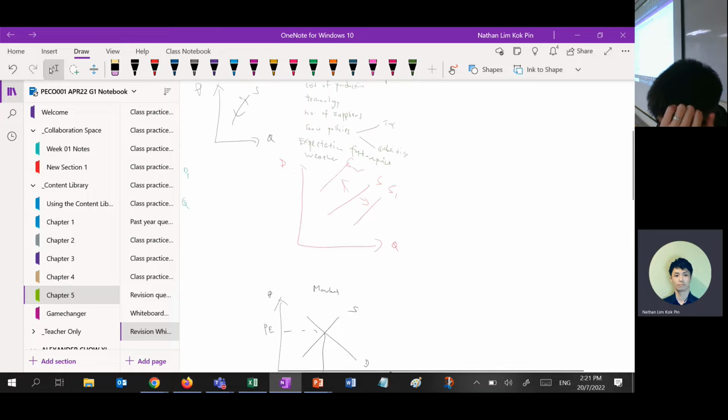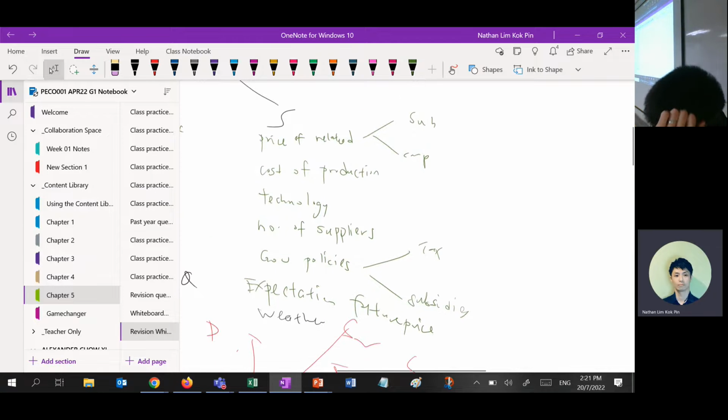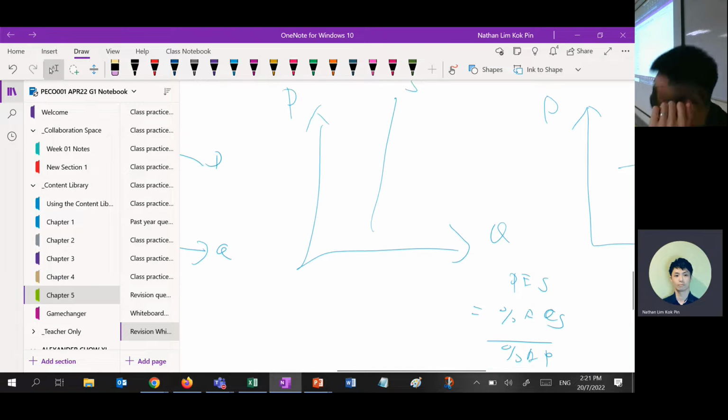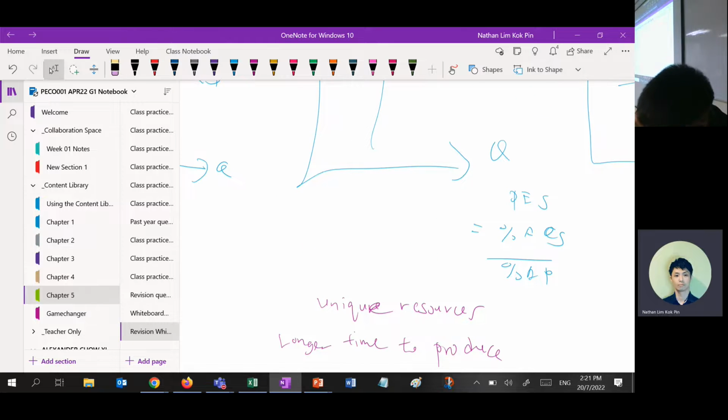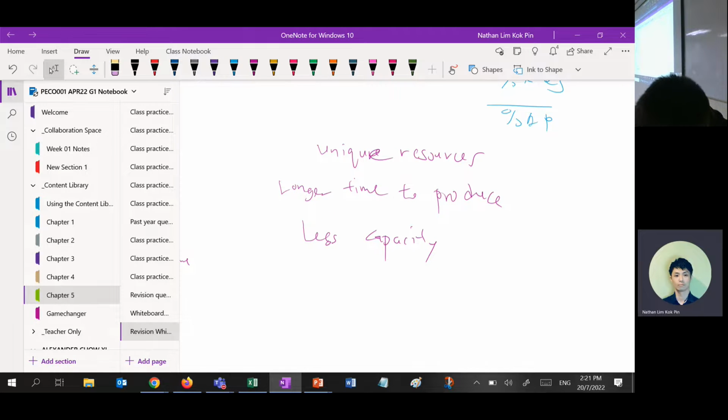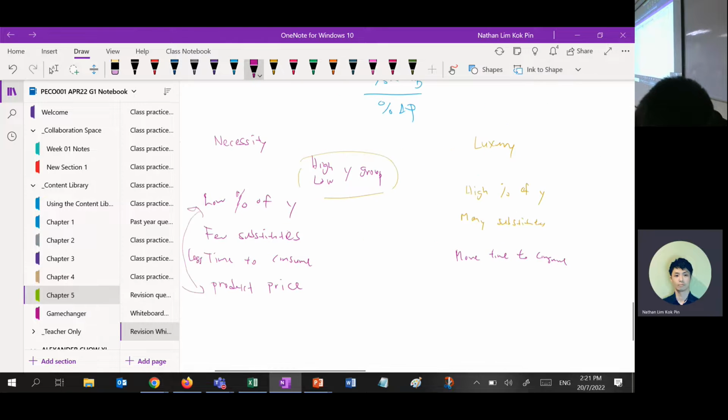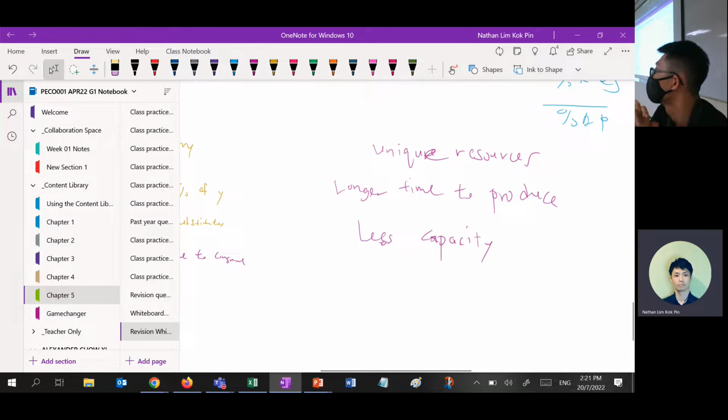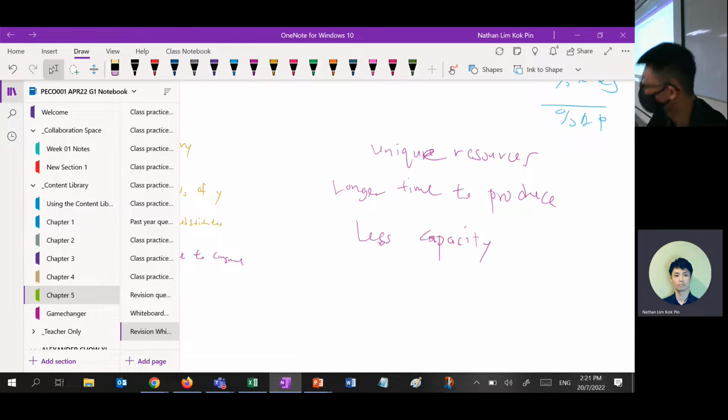Supply is here. I already show you here. Technology, cost of production. They are not affecting the gradient of the supply curve. So what else? Yeah, Jeffrey. Substitutes demand is PED. PED demand. What else? Entire group don't know. Entire group.